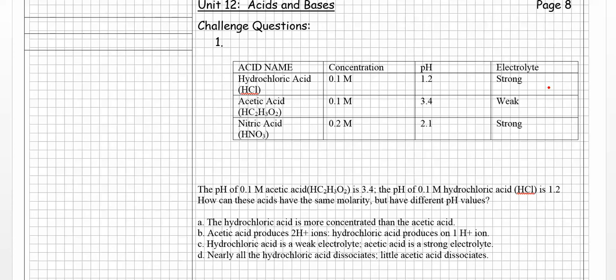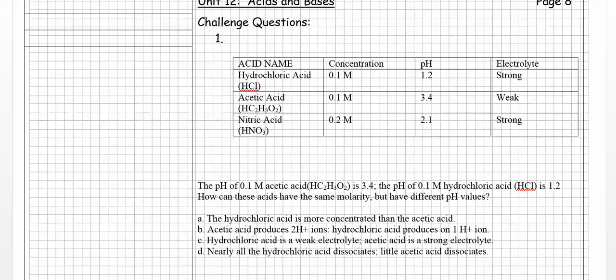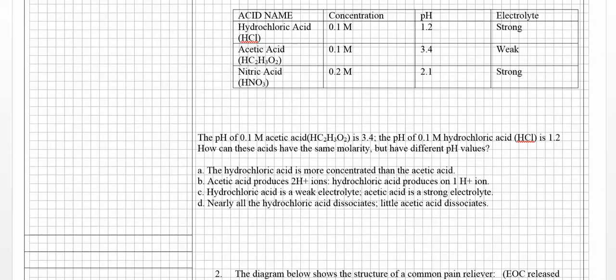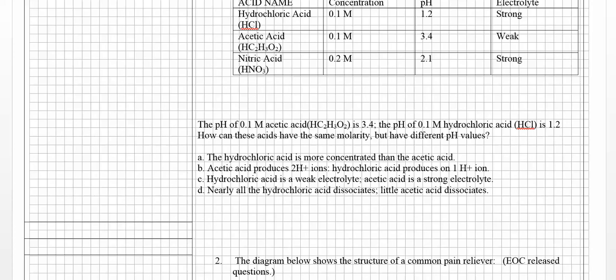So let's take a look at the question now that we have looked at the data. It says the pH of a 0.1 molar acetic acid solution is 3.4. Well, they're not telling me anything that I'm not seeing in the data. The pH of the acetic acid is 3.4, and the pH of the 0.1 molar hydrochloric acid is 1.2, again in the data. So it says, how can these acids have the same molarity but have different pH values?